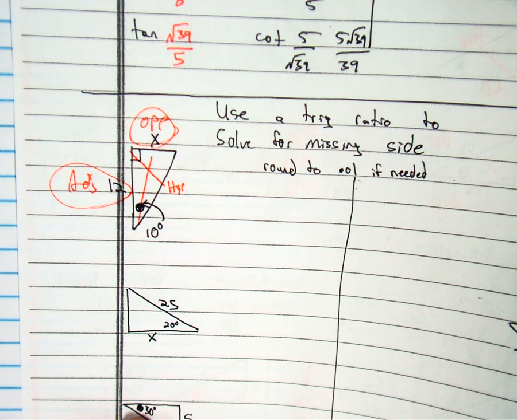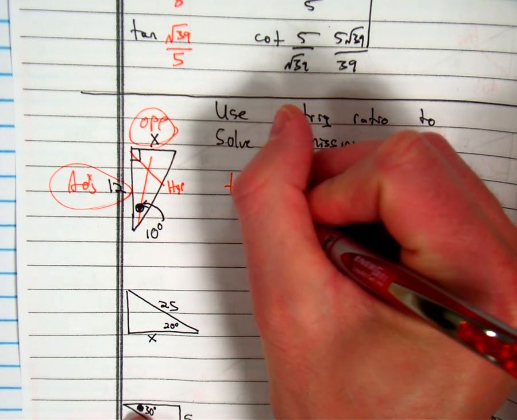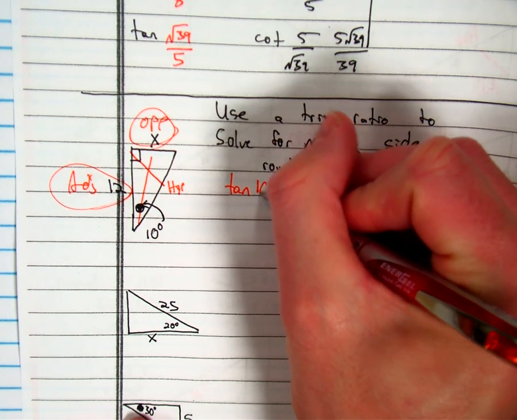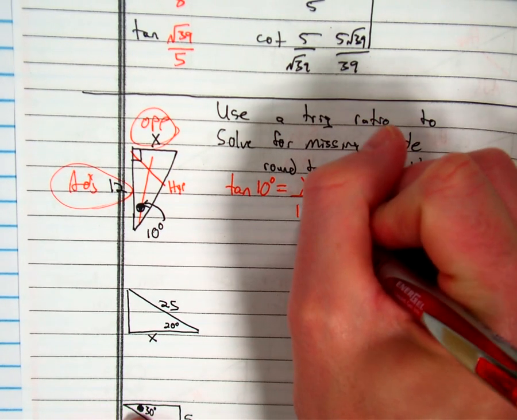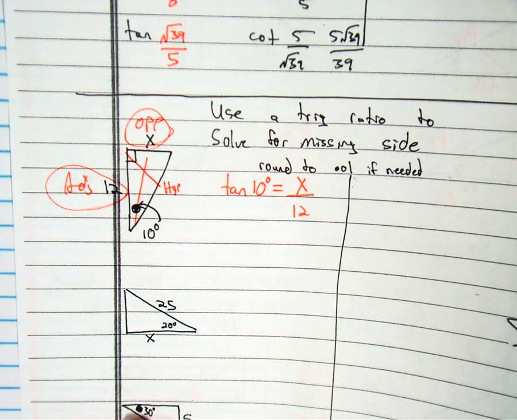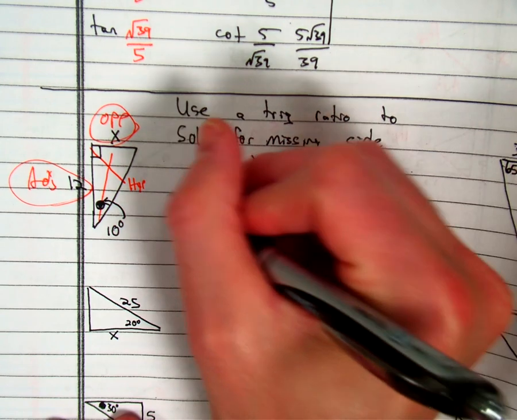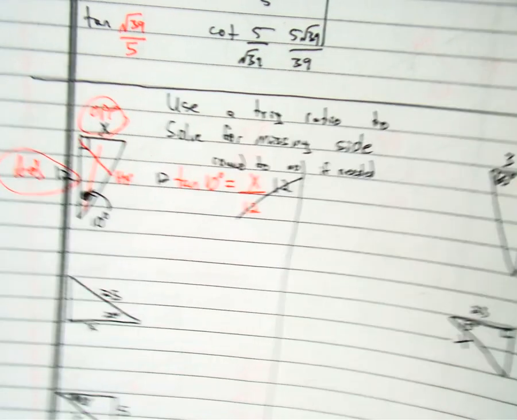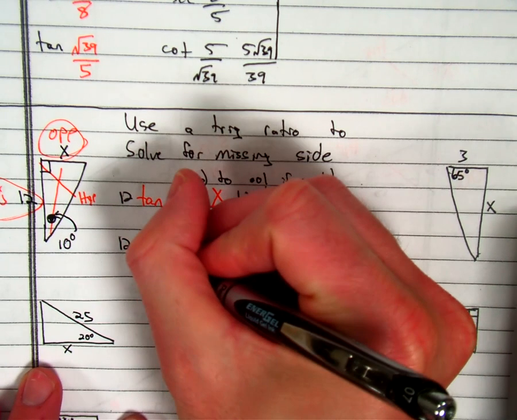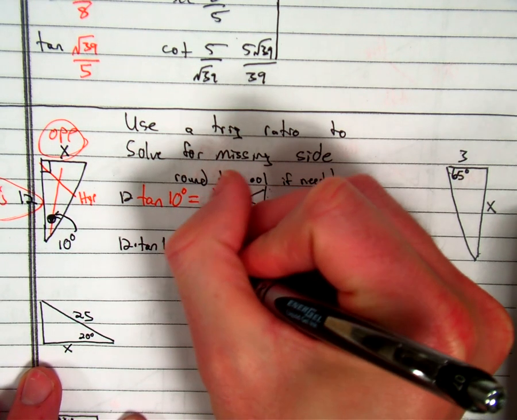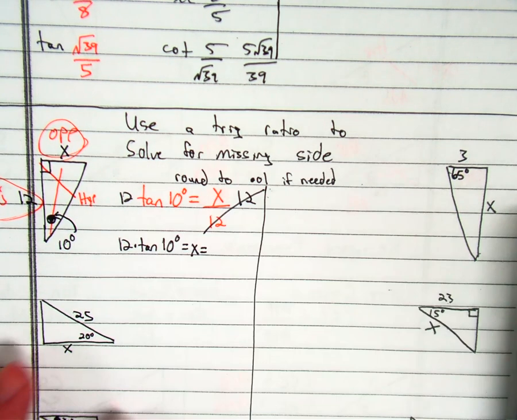What trig function uses opposite and adjacent? Tangent. So tangent of 10 degrees equals opposite over adjacent, x over 12. All right, we're going to multiply by 12 to both sides. Okay, 12 times tangent of 10 degrees equals x.